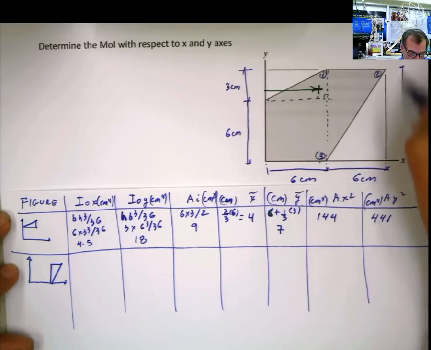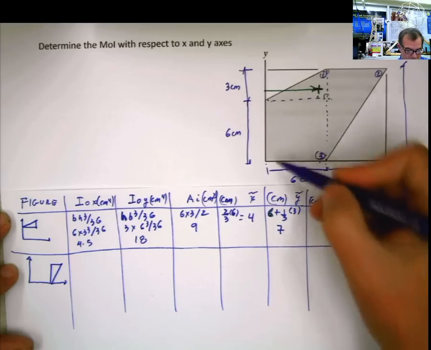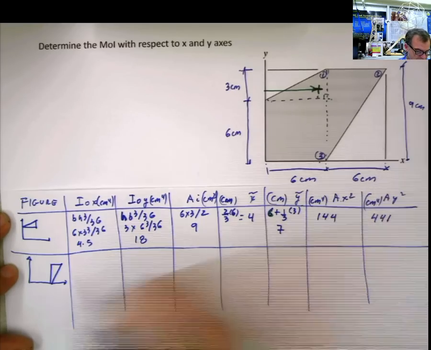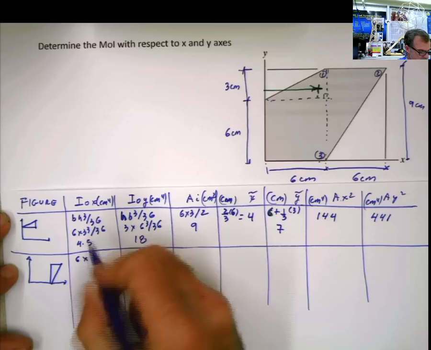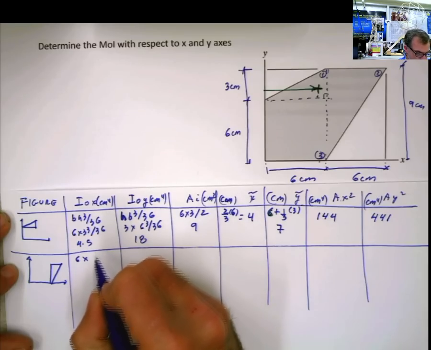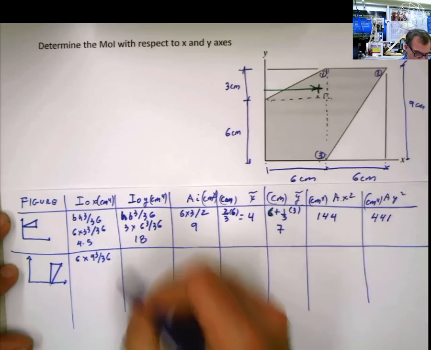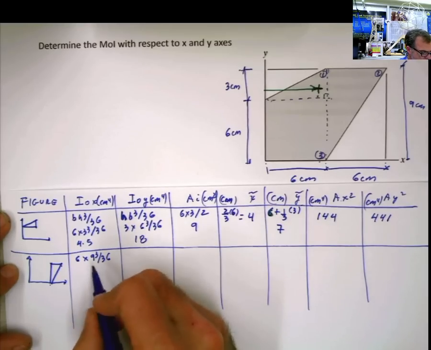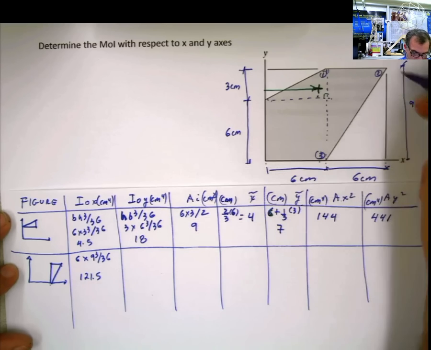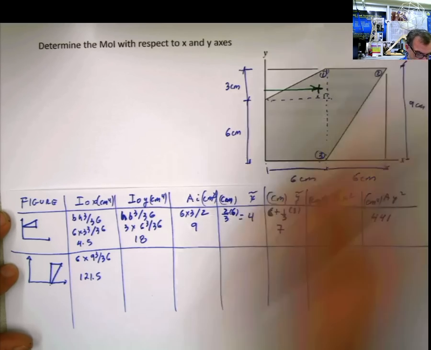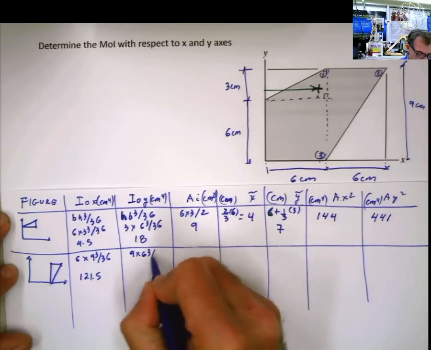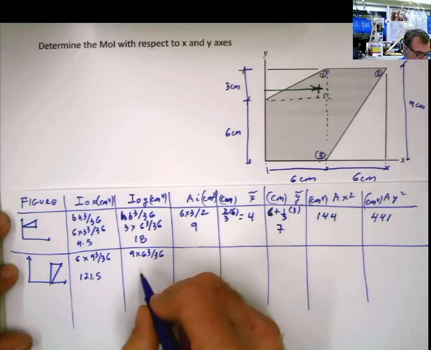H is the total distance from here to here. How much is that? 6 plus 3, 9 centimeters. So it's going to be 6 times 9 to the third, divided by 36. And this is equal to 121.5. And in this case, it's going to be H, which is 9 times 6 to the third, divided by 36, which is 54.